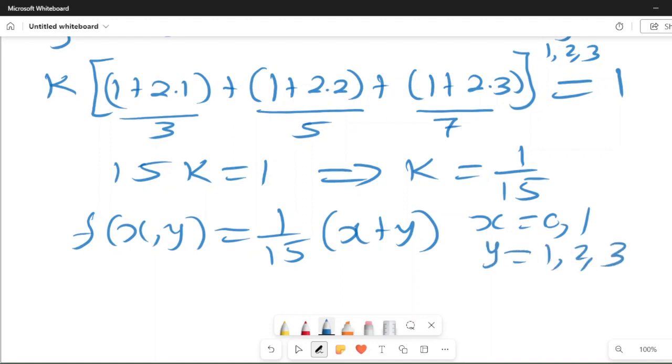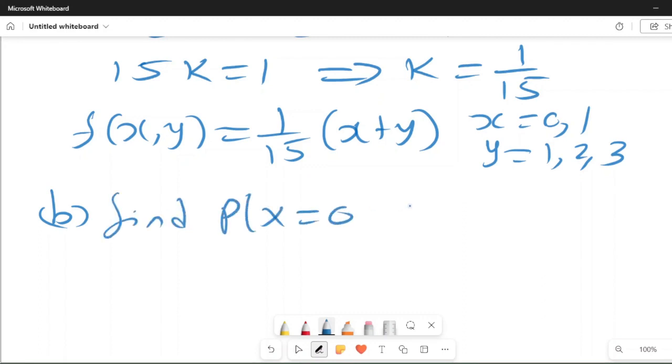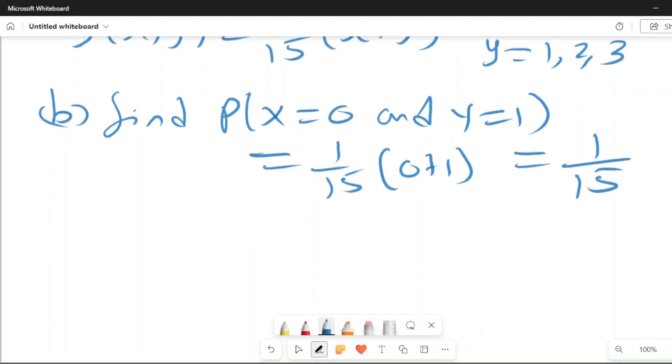So since we have the first part, we can move on and compute the second part. Maybe we could be told to find the probability that x is equal to 0 and y is equal to 1. That basically means it is 1 over 15 times (0 plus 1). And that gives me the probability of 1 over 15 that x is 0 and y is 1.